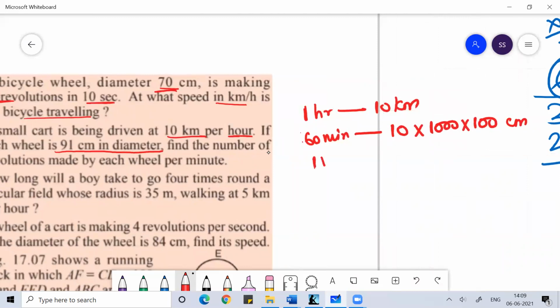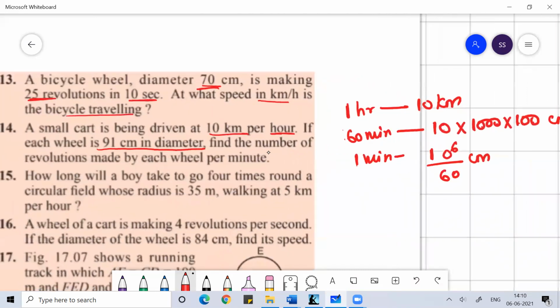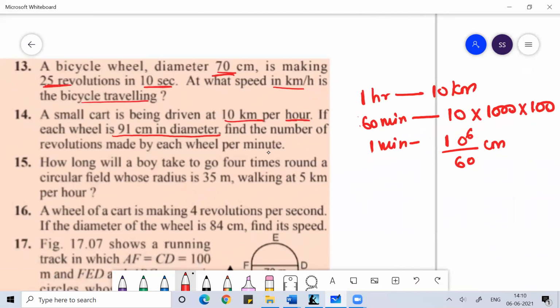So in 1 minute, it is going 10 to the power 6 by 60 centimeters. This is going that much in 1 minute. I can write this as 10 to the power 5 by 6 centimeters per minute. Everything we have to do per minute.